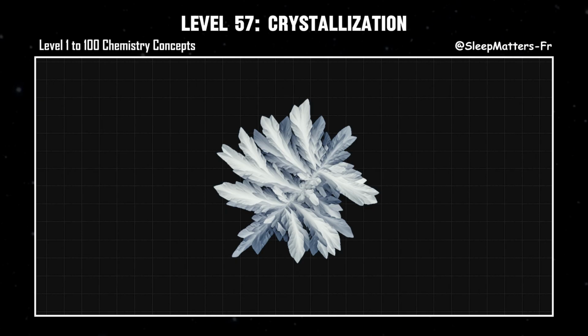Crystallization is nature's way of creating order. It is a slow, patient process that can turn something simple into something beautiful. It is how rocks form. It is how gemstones are made. It is how snowflakes fall in perfect shapes. Crystallization is nature's quiet art.